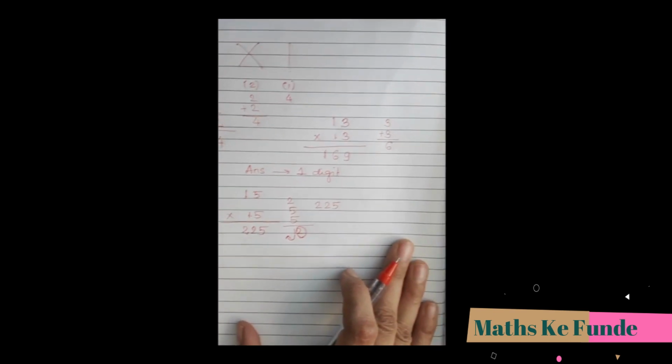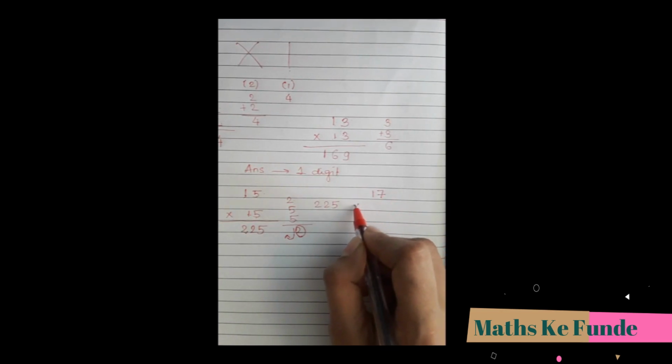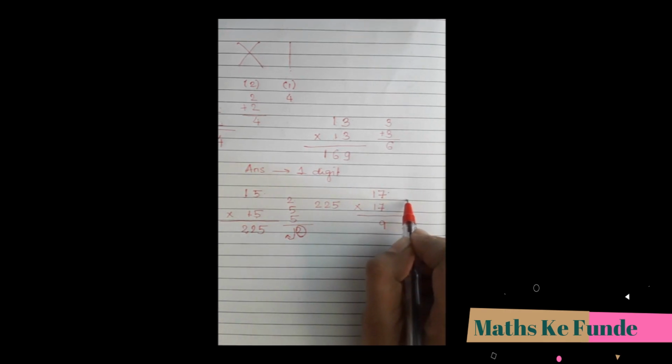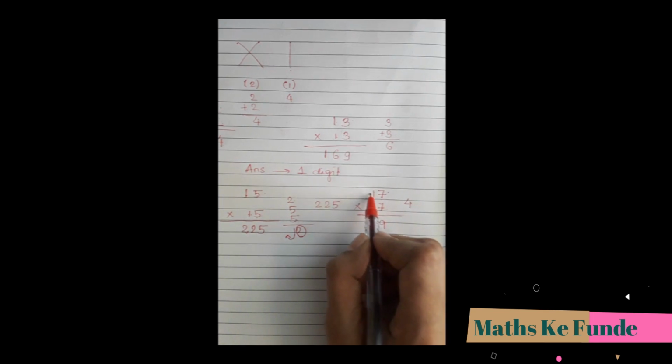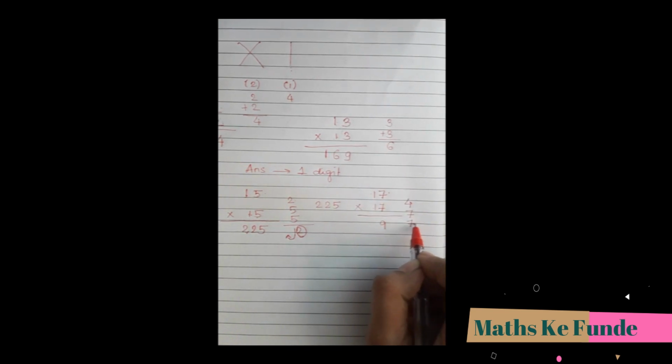Let's take one more example to make it clear. Let's try multiplying 17 by 17. So 7 into 7 gives me 49. I'll carry 4. 1 into 7 gives me 7 and 1 into 7 gives me 7.